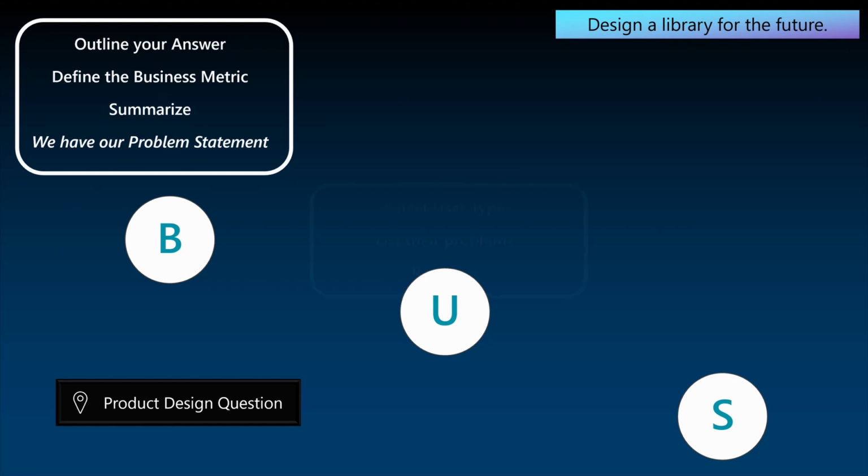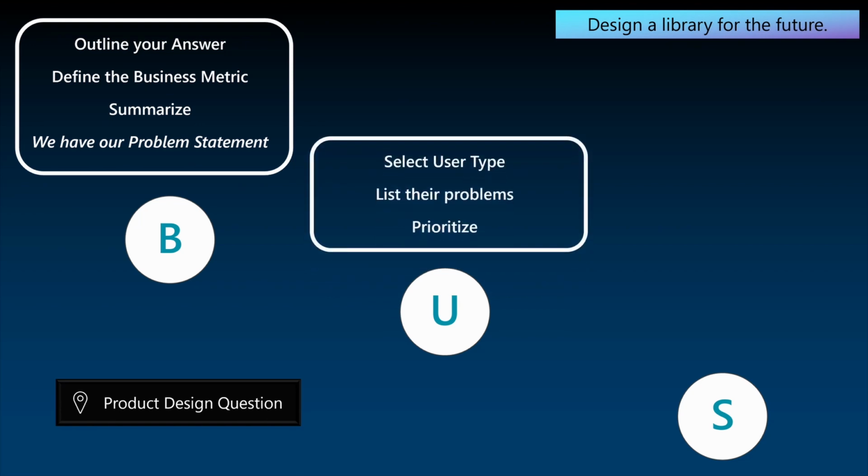Step 2 is identification of user problems. Now that you know more about the business situation and the objectives, it's time to think about users and their problems in greater detail. Here are the things you need to do in this particular step. You need to select a particular user type, you need to list user problems, and you need to prioritize user problems.